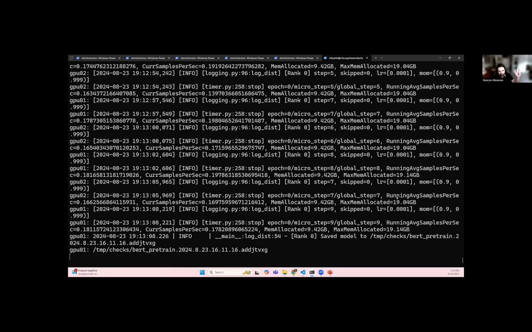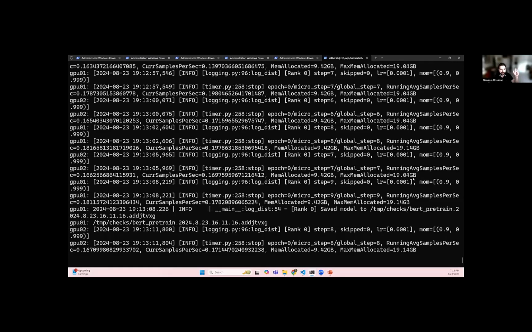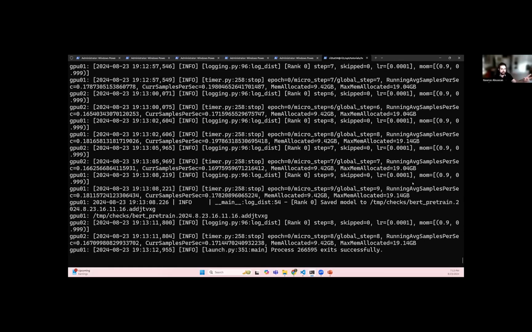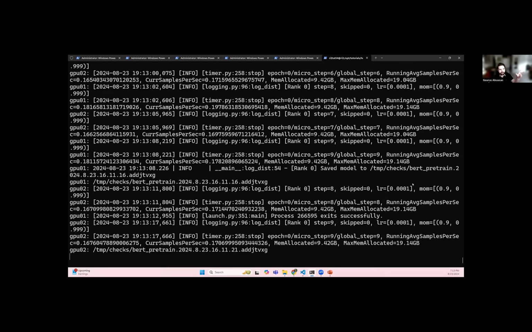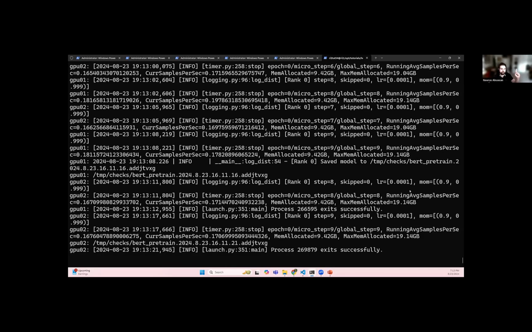So we can see that it's around 19 gigabytes, but that is per GPU. So 19 plus 19 is around 38, right? And that is why we were running out of memory on the single GPU, because the single GPU is 32 gigabytes and we need 38 gigabytes.